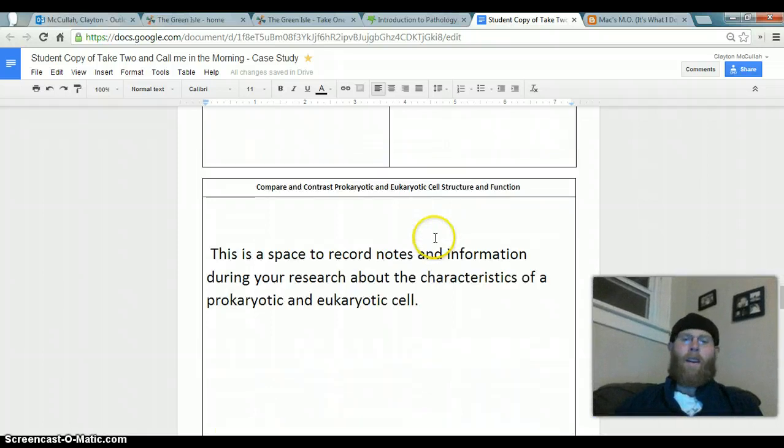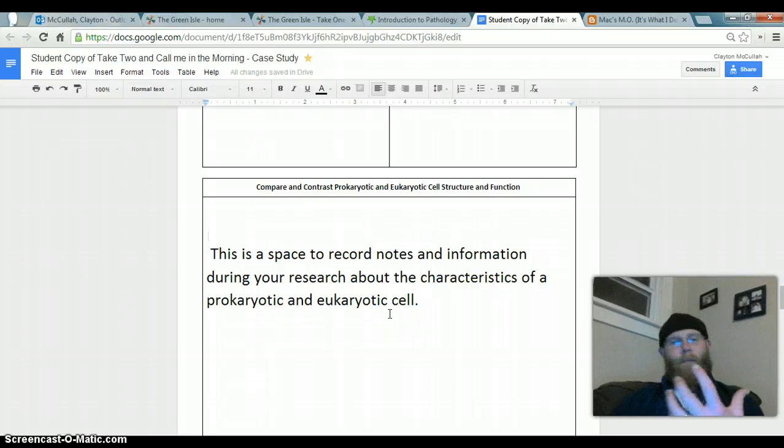And this section down here is just a place for you to record information. Like I said, this is not in your copy. I typed this in just so you could have it there to read as I'm talking. It's a space to record notes and information during your research about the characteristics of both prokaryotic and eukaryotic cells. Because of the assignment I'm going to give you, you're going to have to know the parts of the cell in order to complete it. And I'll explain the assignment pretty quickly.